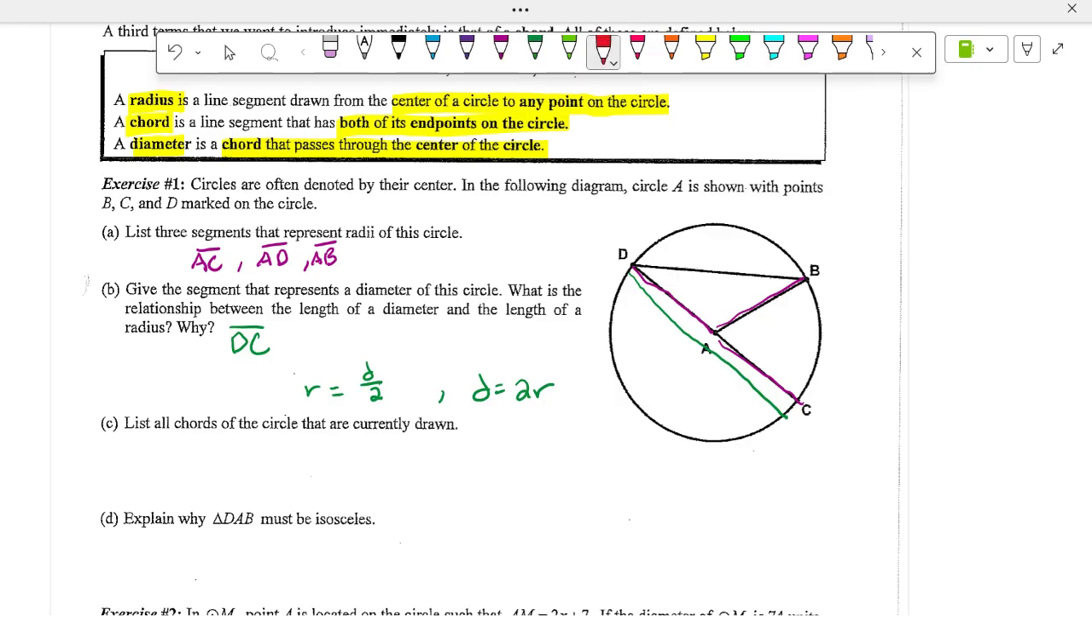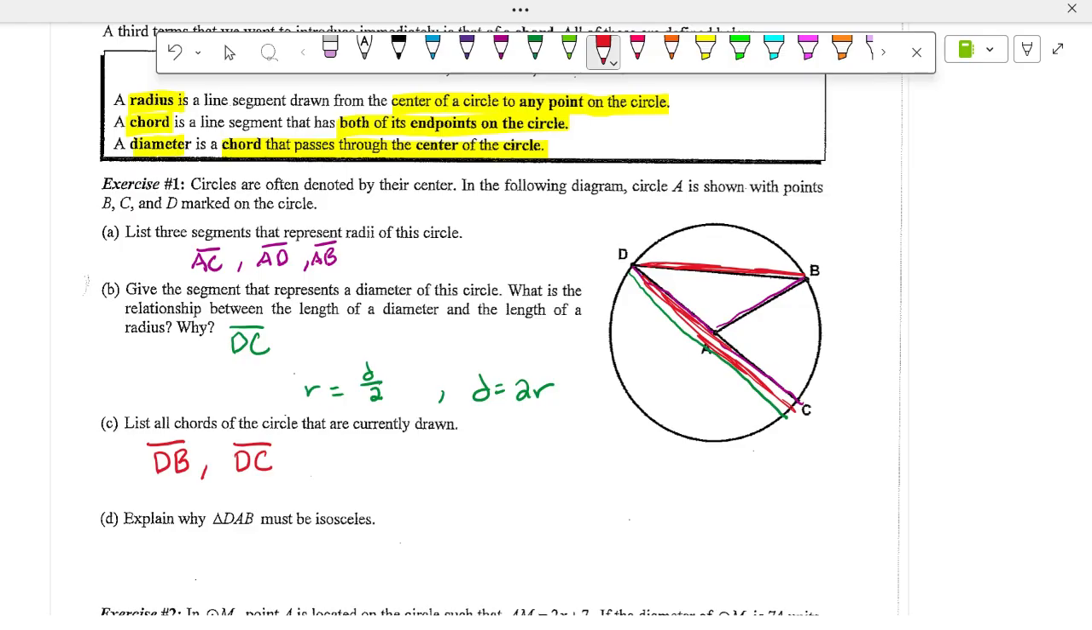All right. Then it asks to list all the chords that can be drawn on the circle. So there are 2 chords on this circle. What are they? DB and DC. Remember, the diameter is technically considered a chord. Why is AB not a chord? Right. The endpoints have to be on the circle. AB, one of its endpoints is the center, which is technically not on the circle. So the only chords we have is here and here.